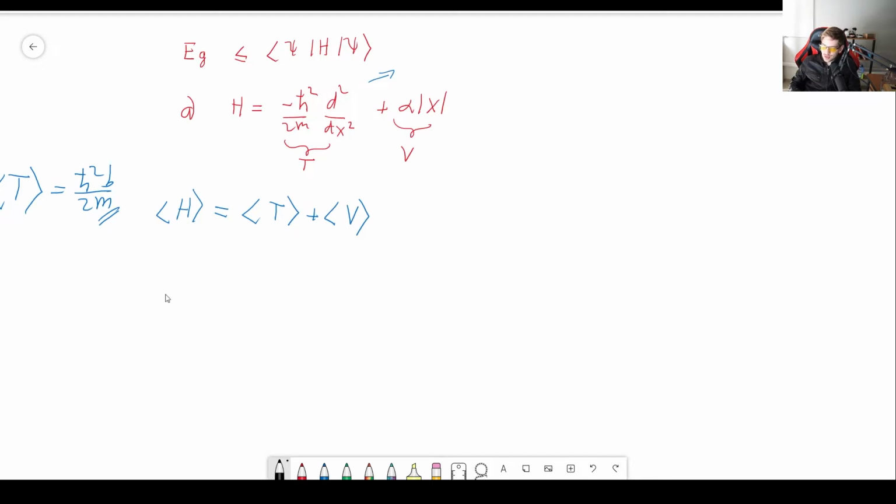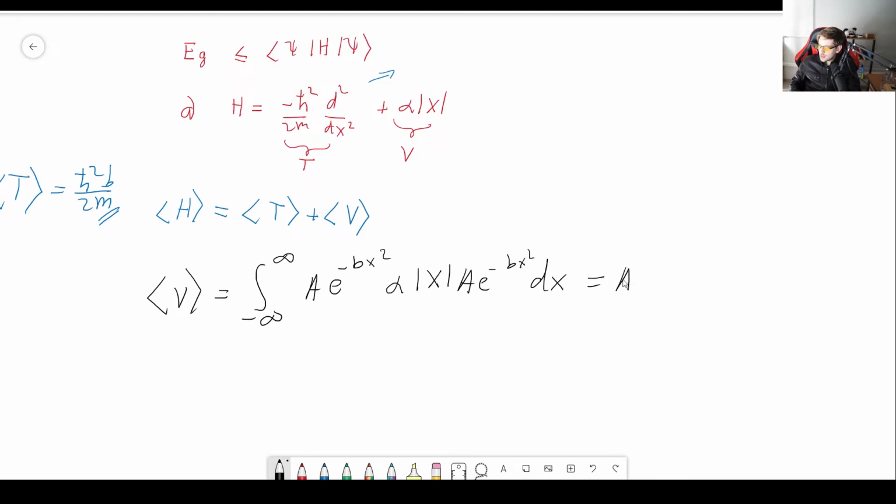Okay, so this is actually where the a part really begins. The rest was kind of an introduction. So the expectation value of the potential is going to be integral from minus infinity to infinity of the wave function. So we get a e to the minus bx squared. And now comes the potential, alpha times the absolute value of x. And then again, a e to the minus bx squared.